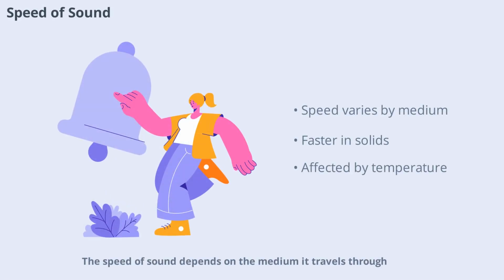Speed of sound depends on the medium it travels through. In dry air at room temperature, sound travels at about 343 meters per second. In water, it's faster, about 1,480 meters per second. And in solids like steel, it can be even faster.